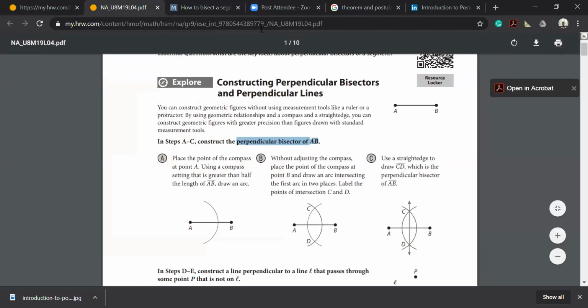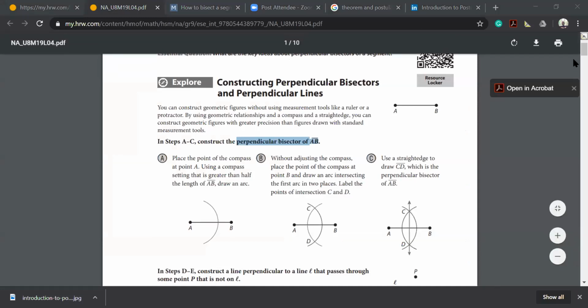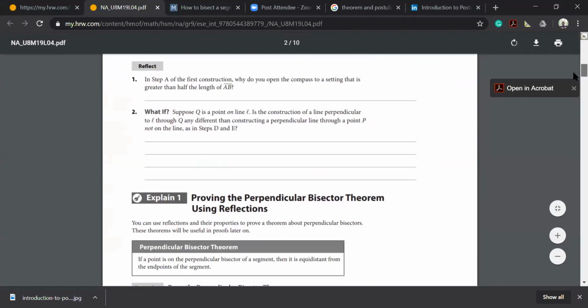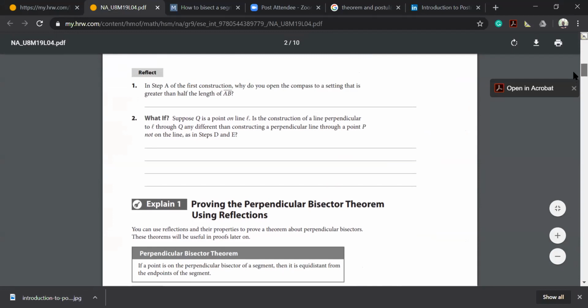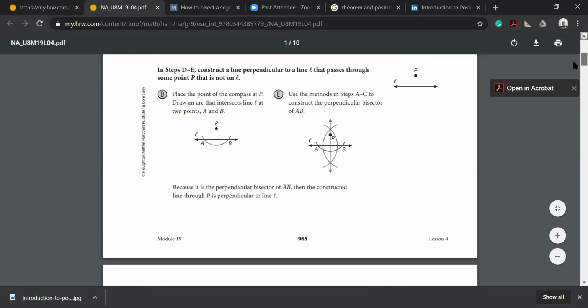So going back to our book, what are you going to do? Actually, all of the things here are already drawn for you. You are just going to learn this because in the homework, in the first question, you are going to be required to do it.